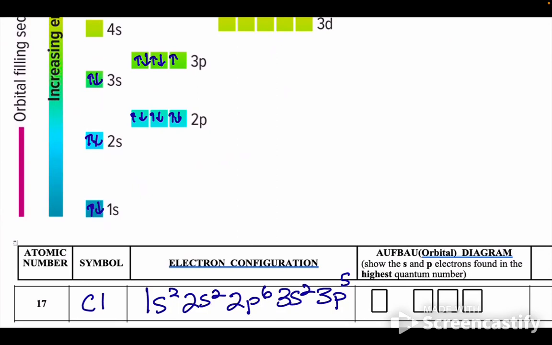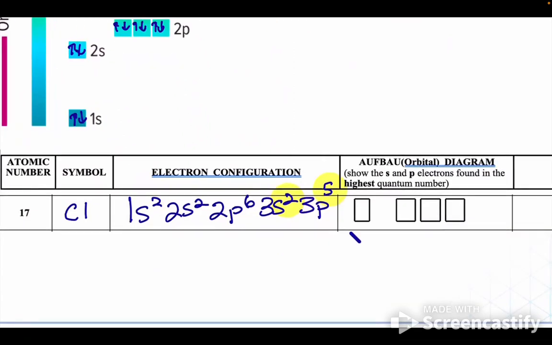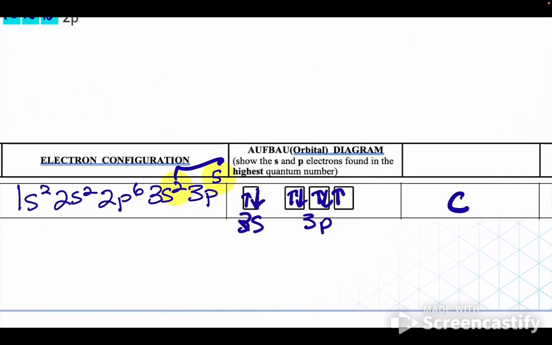These are my valence electrons right there and there. So when I show those, I'm going to go 3s, 3p. These are the 2 electrons. And then here are the other 5. So you can see there's a total of 7 valence electrons. So I'm going to draw chlorine, 1, 2, 3, 4 electrons. Now I double up, 5, 6, 7.